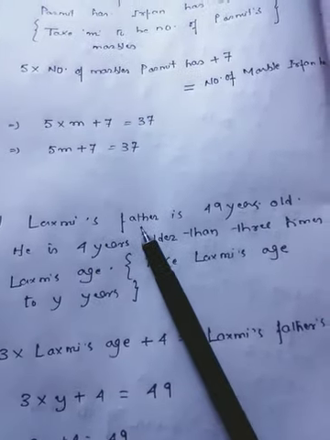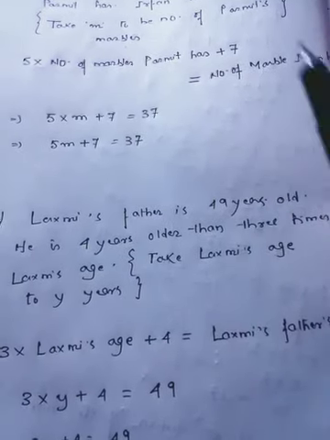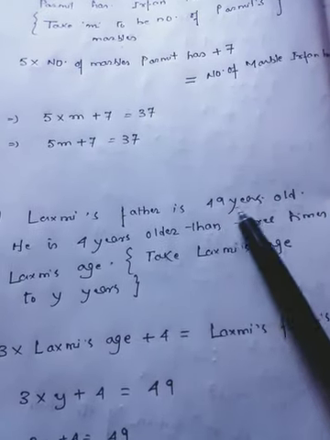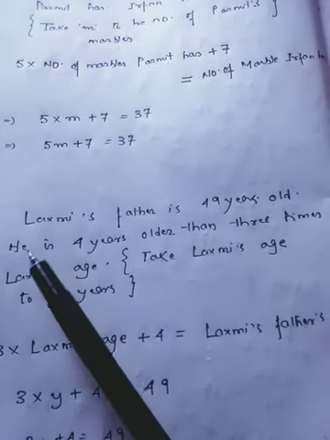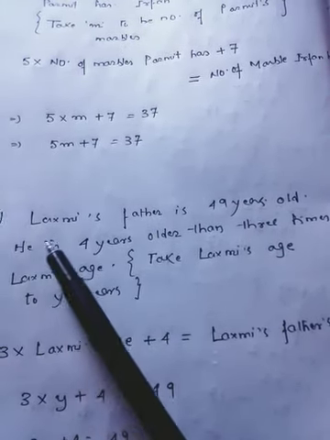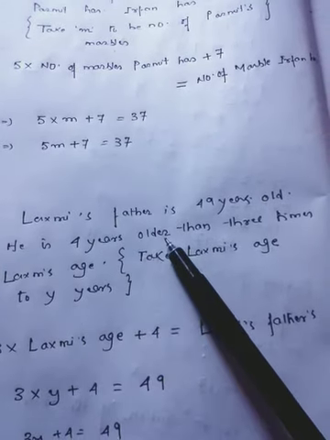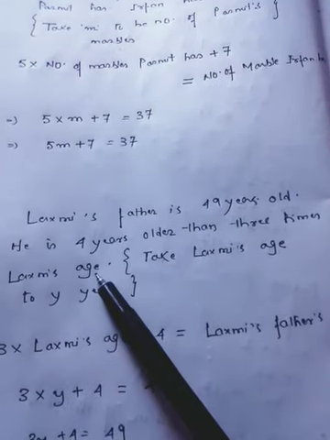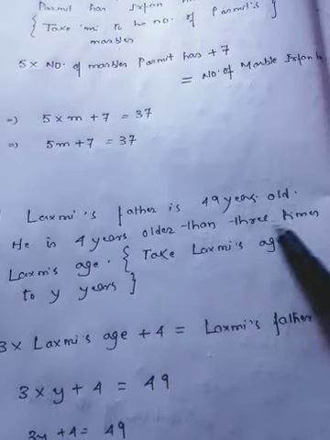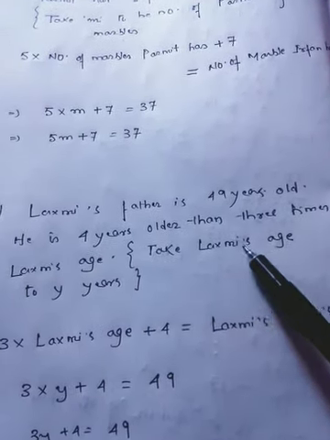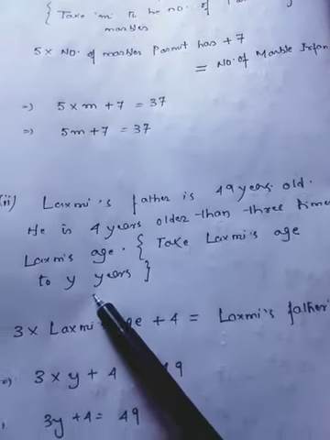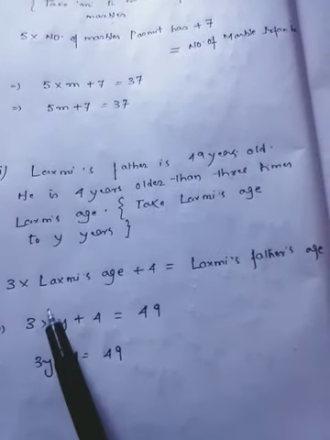Lakshmi's father, there are 2 characters, Lakshmi and her father. So Lakshmi's father is 49 years old. Okay, so we know the father's age. Now it means Lakshmi's father is 4 years older than 3 times Lakshmi's age. Okay, so again we have to frame it in the equation. Now in the question again they have asked to let Lakshmi's age be y. Now we'll write the equation.